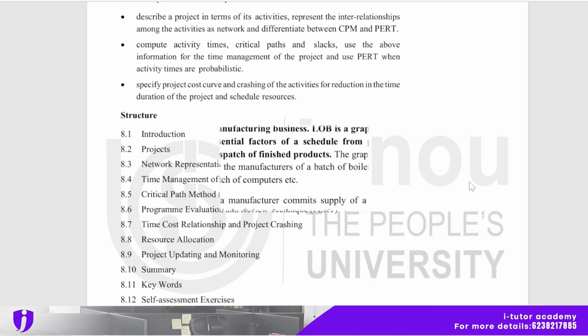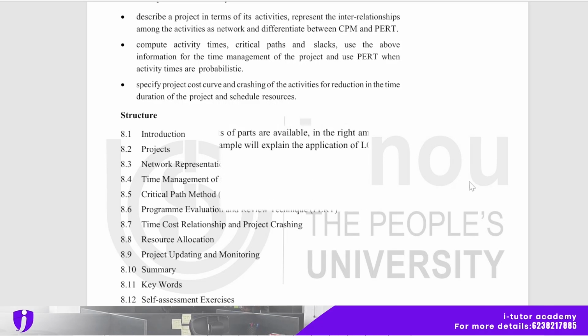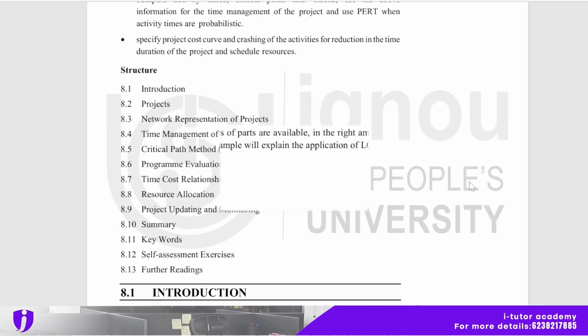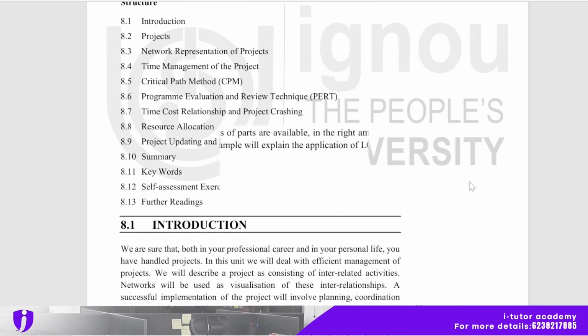Use the above information for time management of the project, and as PERT, that is PERT, when activity times are probabilistic, and specify project cost curve and crashing of the activities for reduction in the time duration of the project and the schedule resources. So these are the objectives of this unit. And the structure of this unit is: there is an introduction part, project, network representation of project, time management of the project and critical path method, that is CPM.